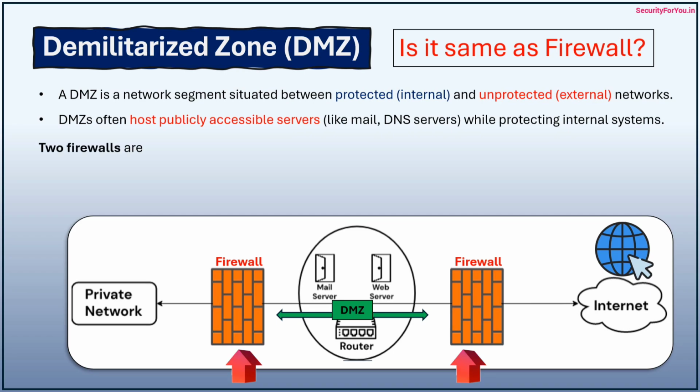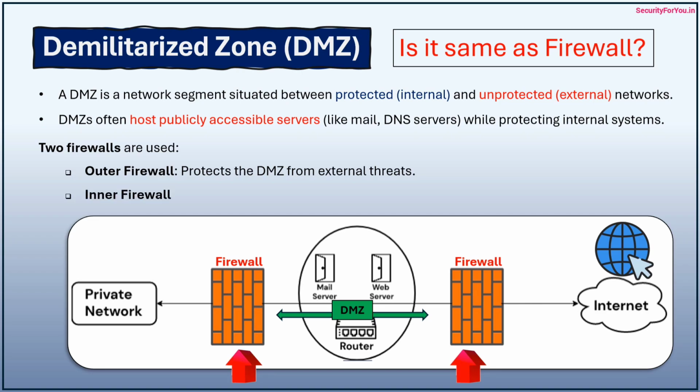Typically, two firewalls are used. One is the outer firewall, which protects the DMZ from external threats, and second is the inner firewall, which shields the internal network from any threats that may compromise the DMZ, right?